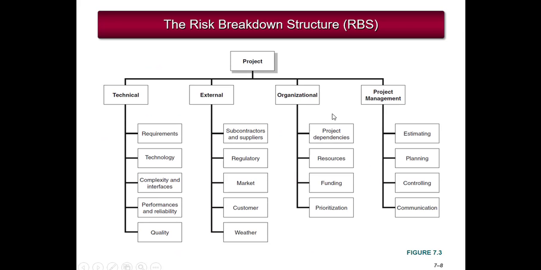This is an example of a risk breakdown structure, taking the different deliverable areas of a project and breaking them down into the potential risk areas. So for technical, it's showing requirements, technology, complexity, and interfaces. Under organization, resources is a big risk area. Funding is also a risk area, as the corporate strategy might change or new things happen that aren't expected.